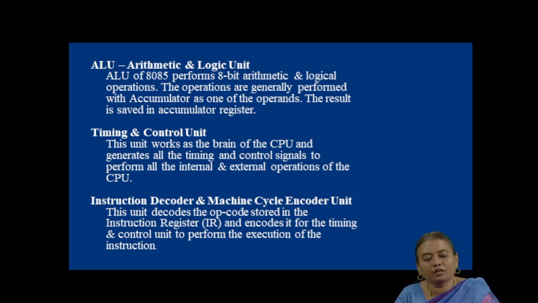Then the instruction decoder and machine cycle encoder. The instruction decoder is used to decode the instruction. We write the program for the microprocessor using hex code. That hex code will be converted into machine code. For this decoding purpose, the instruction decoder register is used. And the machine cycle encoder means the hex code is converted into machine code, which will be understood by the 8085 microprocessor.